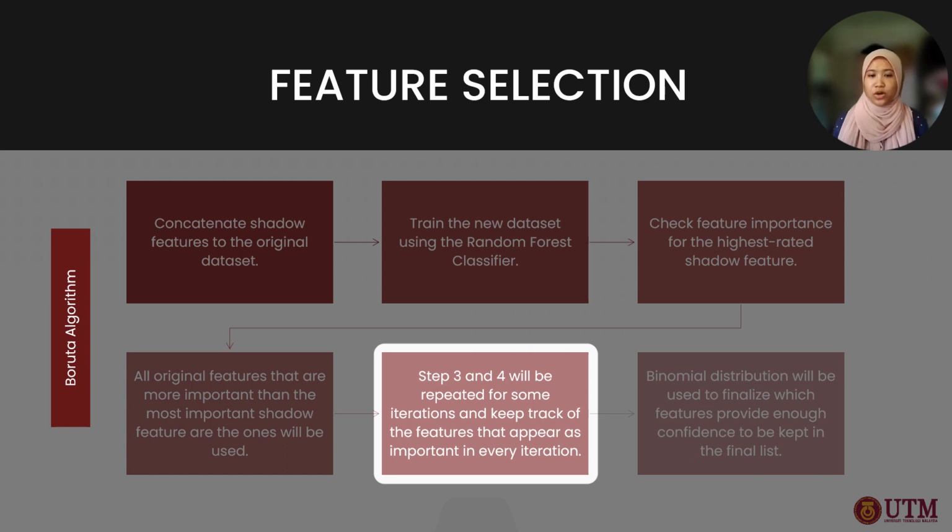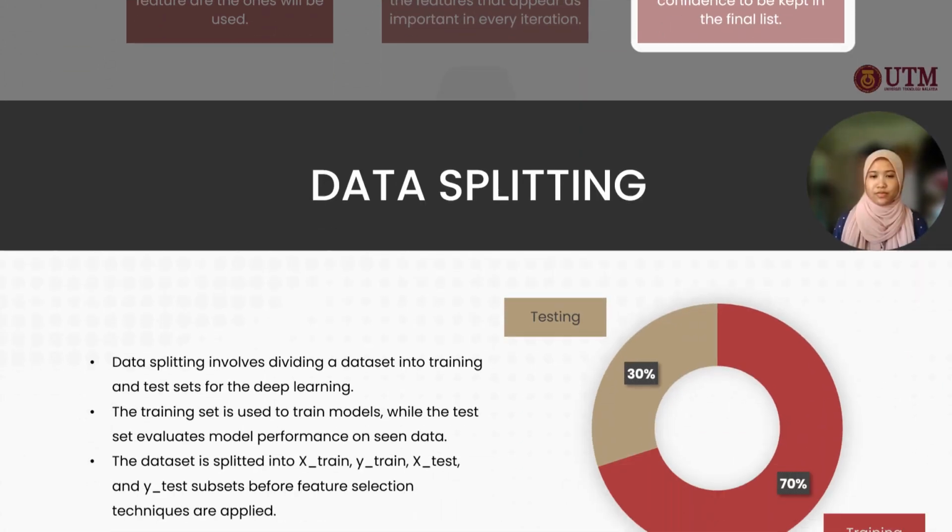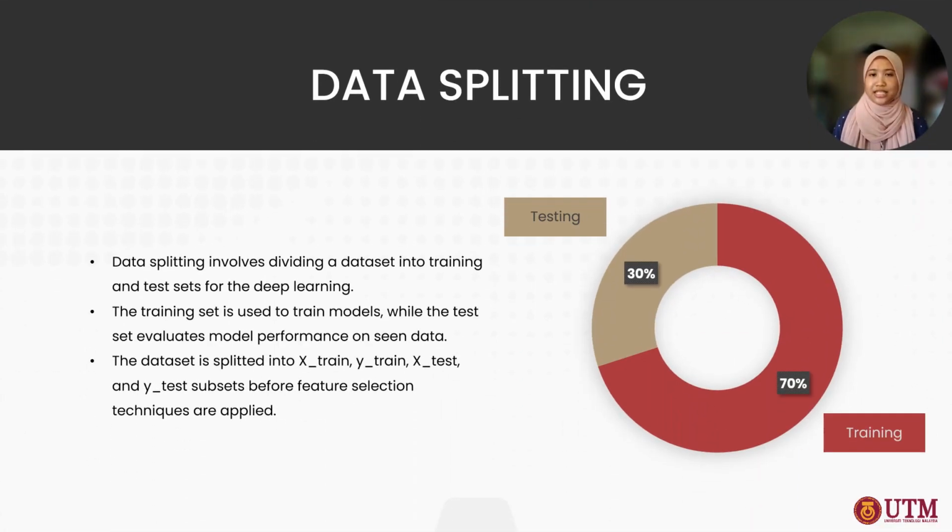Step 3 and Step 4 will be repeated for some iterations, keeping track of the features that appear important in every iteration. The last step is that a binomial distribution will be used to finalize which features provide enough confidence to be kept in the final list.